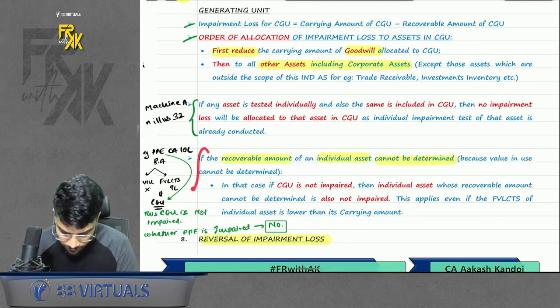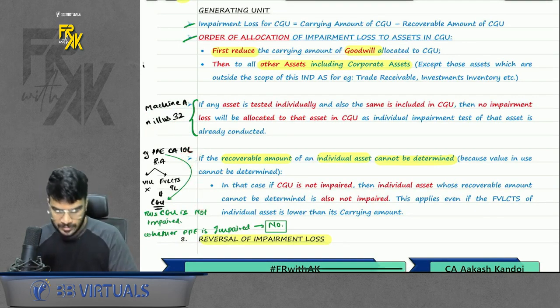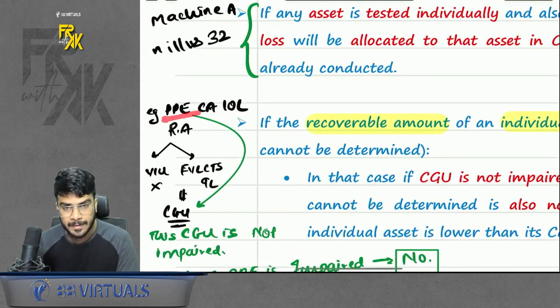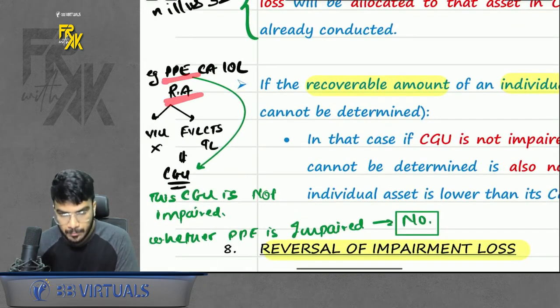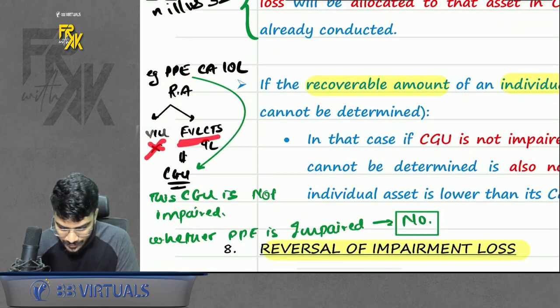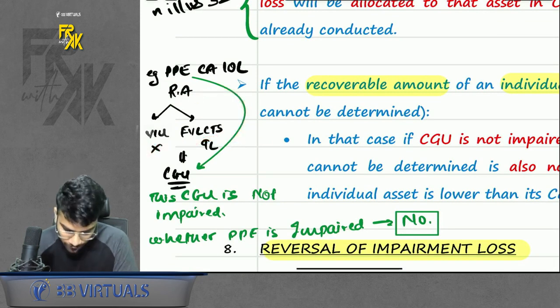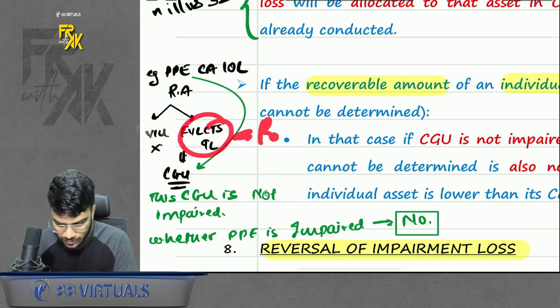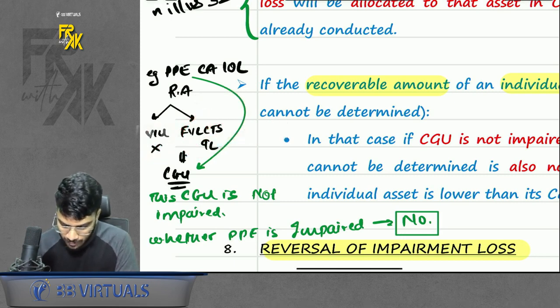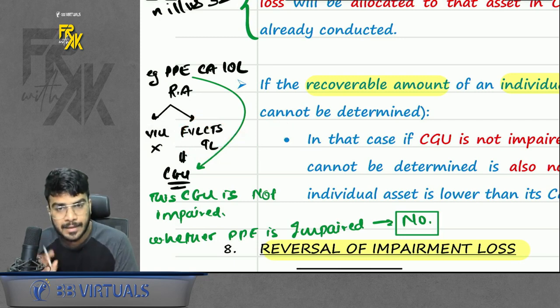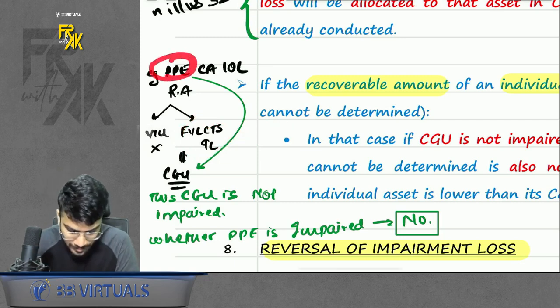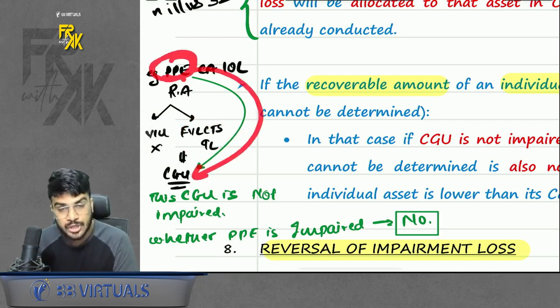Okay. And then we have one more point, and that says that if, let's say for example, you have a PPE, right? The value in use is not available and FVLCTS is 9 lakhs, right? So if value in use is not available, can you say that 9 lakhs is the recoverable amount? The answer is no. In this case, we will say that the recoverable amount cannot be estimated reliably.